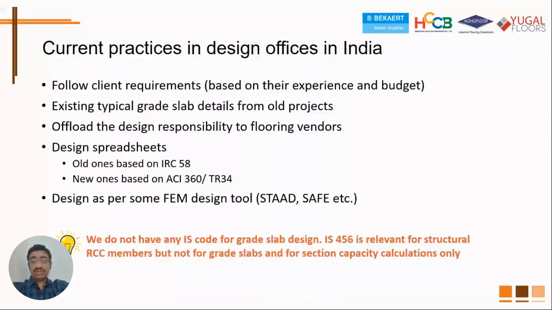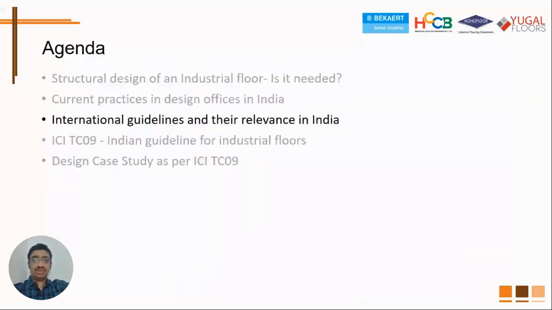And it is also a fact that we do not have an IS code for slab design. So if you look at IS 456, that is relevant only for structural RCC members and not grade slabs per se. And of course, you can calculate the section capacity based on IS 456, but it doesn't give you a complete picture of the grade slab design process. So what have we resorted to as a country? So we have international guidelines and the relevance in India.